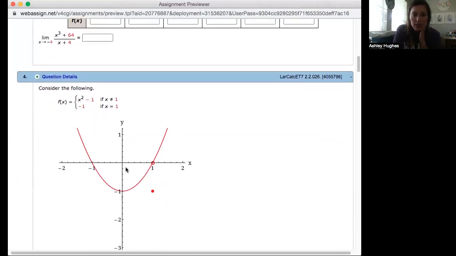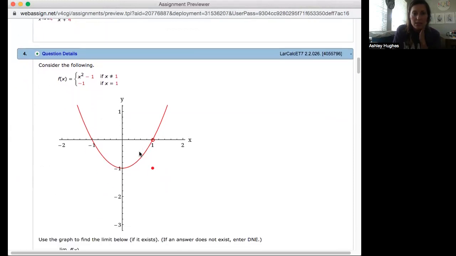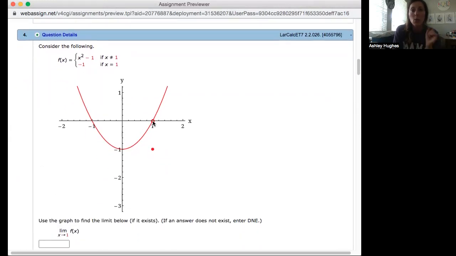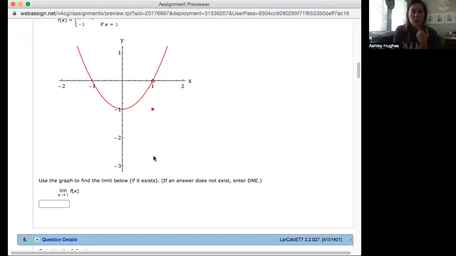Now let's look at the next one. We see this piecewise function, x squared minus 1, and then it says negative 1 when x is equal to 1. So basically you have a hole and then they plugged in that hole with this value here. Use the graph to find the limit below if it exists. So the limit as x goes to 1. That means as we approach 1 from either side, what am I approaching? So here's 1, I get on the function, I come close to 1 from the left, I come close to 1 from the right. I'm approaching this open circle, which is a y value of 0. So that one would be 0 for my particular question.